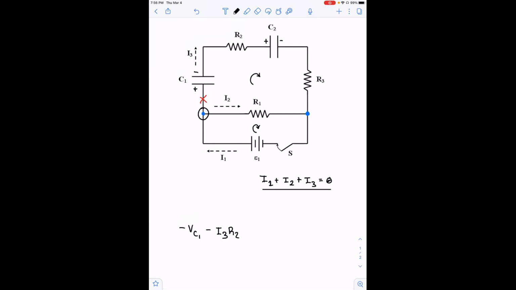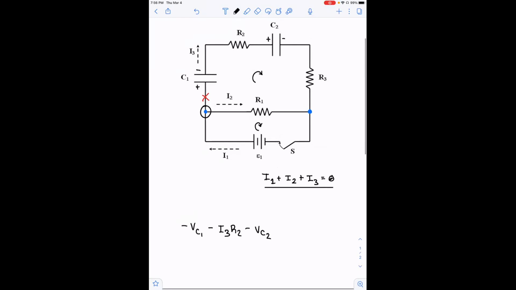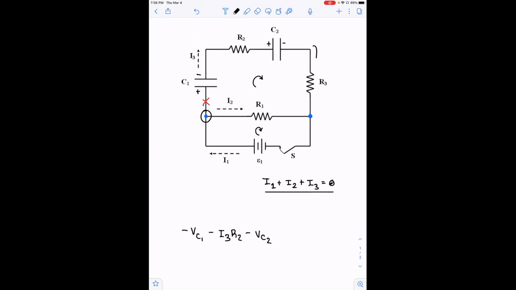Then we run into our next capacitor, which in this case is also going to be negative. It would be VC2. Coming back around, once again, we're going in the direction of the current. As I show the current one more time, it's going around in this direction. As I'm going around in the same direction as the current, I will once again have a voltage drop for my second resistor that I've run into here. That would be indicated by I3R3.